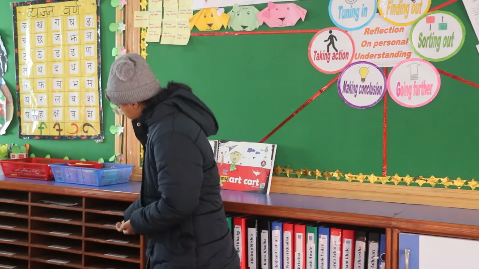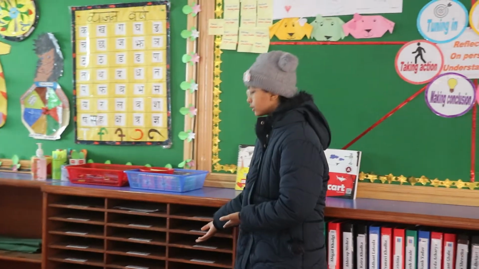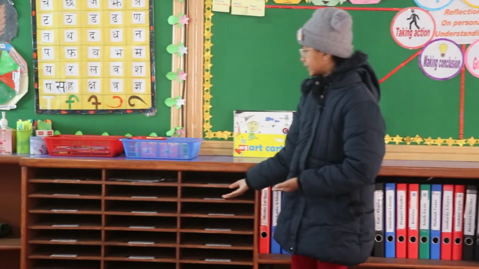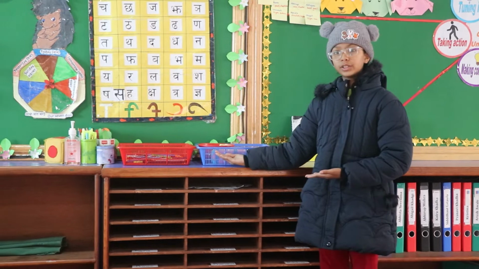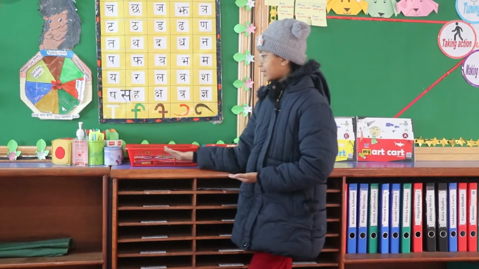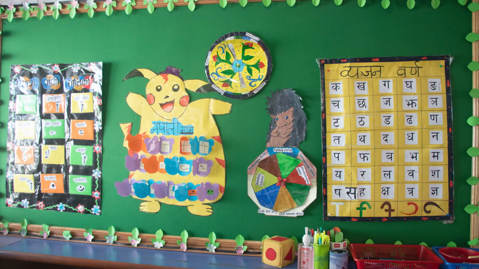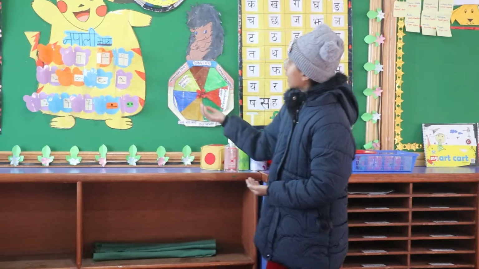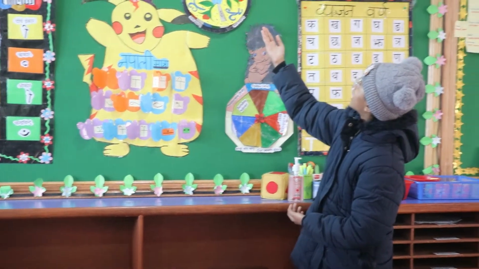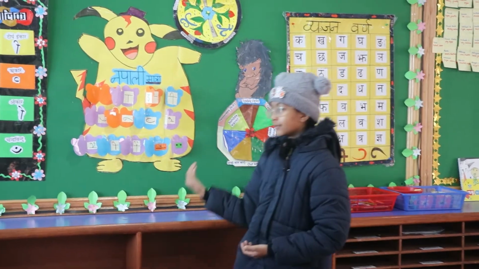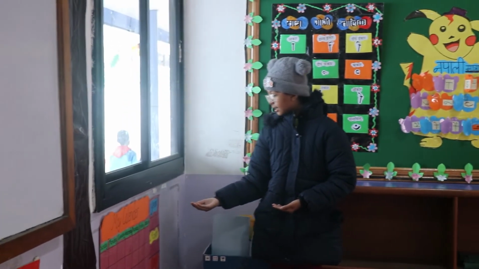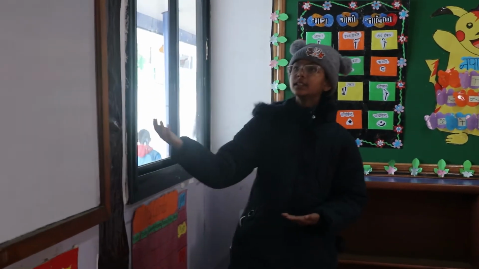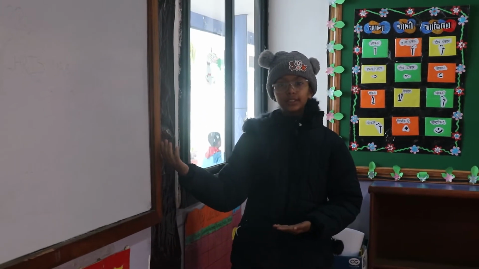Here are some corner for kids to put their project works. Here is a stationery item for kids to work in their project works and etc. Here is some Nepali charts, and there are some portraits that kids have done. Here is calendar for kids to learn about weeks, and here is board to write or drawing some things.